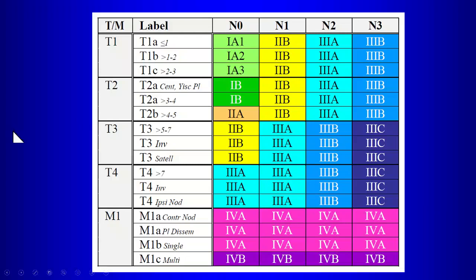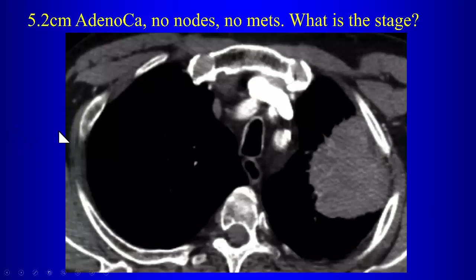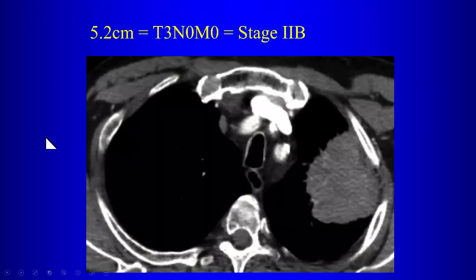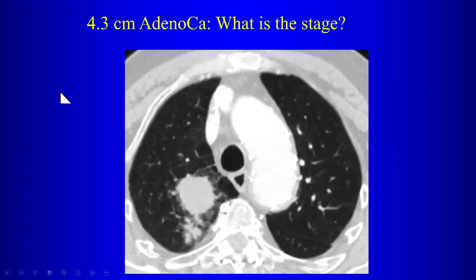Once you get to stage 3B, then surgery is usually not an option for those patients. Okay. So if we have a 5.2 centimeter tumor here, no lymphadenopathy, no metastatic disease, and we have to sit here and stage it, well, 5 centimeters makes it T3, and if it's M0, so it's stage 2B, right? So T3, N0, M0, stage 2B.